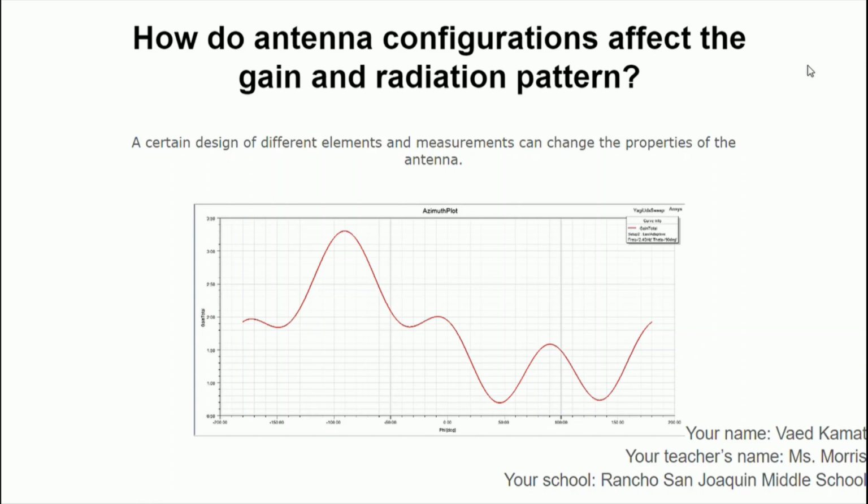Right now, you're using a computer. Computers get their Wi-Fi signal from antennas and routers. Antennas transmit and receive signals in the form of electromagnetic waves. My science fair topic is how antenna elements affect gain and radiation pattern.